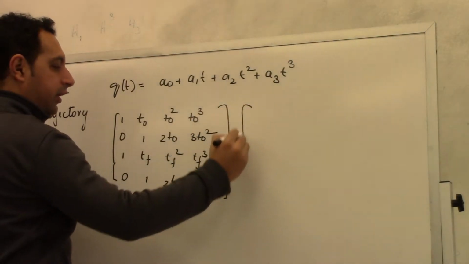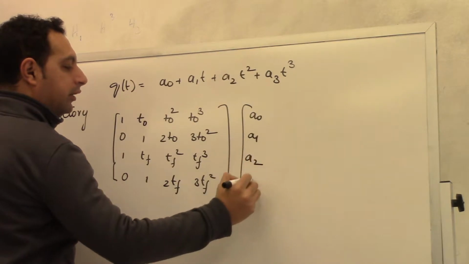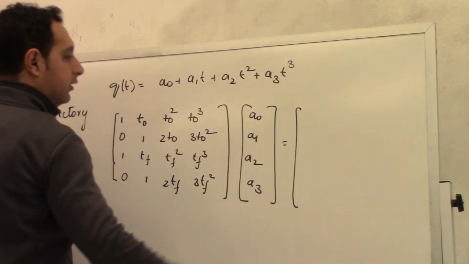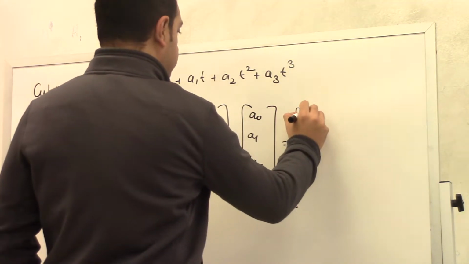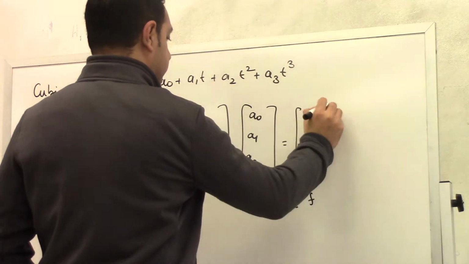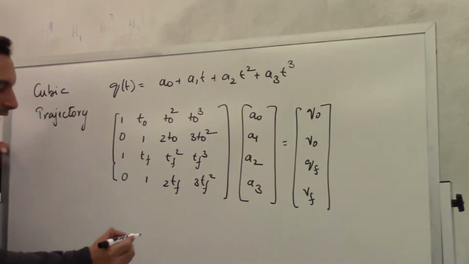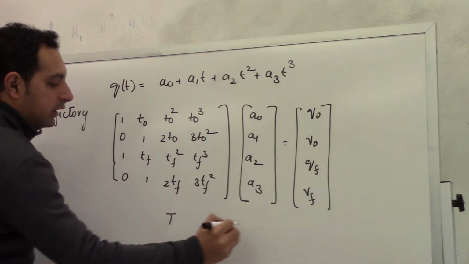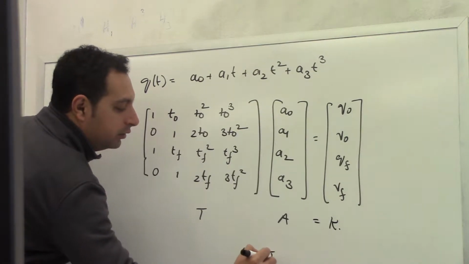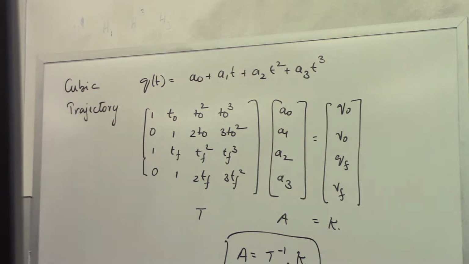And then you have the set of variables that you're trying to find out: a0, a1, a2, a3. This will be equal to the initial and final parts, which are q0, v0, qf, vf. From here we'll find out what a is. So let's call this, as we decided, your T matrix, this is A, and this is K. So we can find A equal to T inverse times K. Okay? So let's set this up for a single joint.